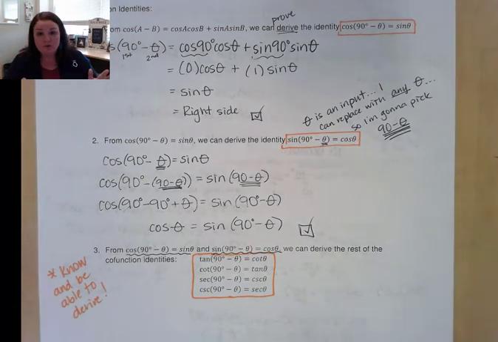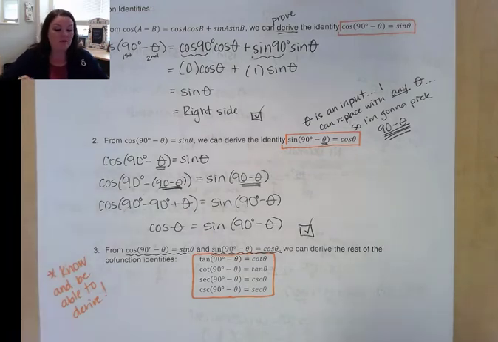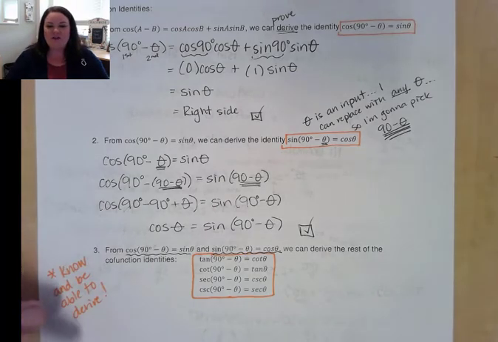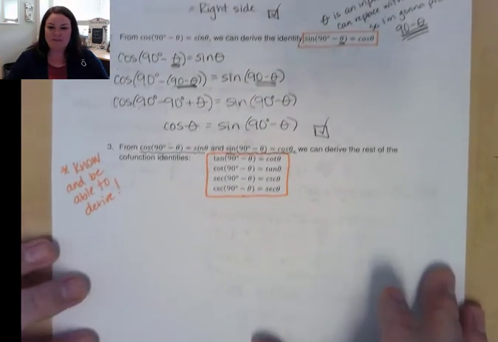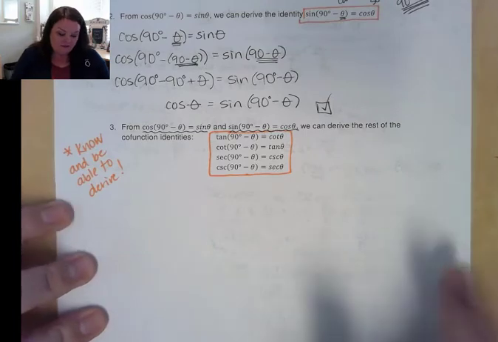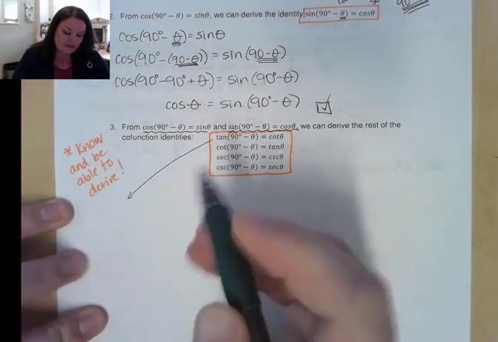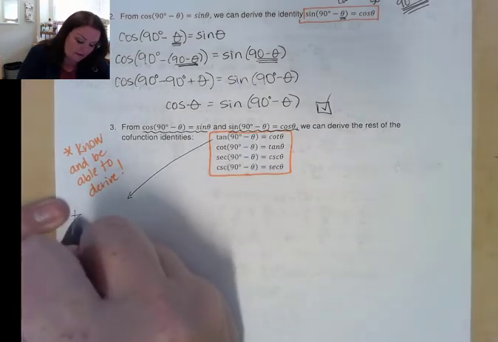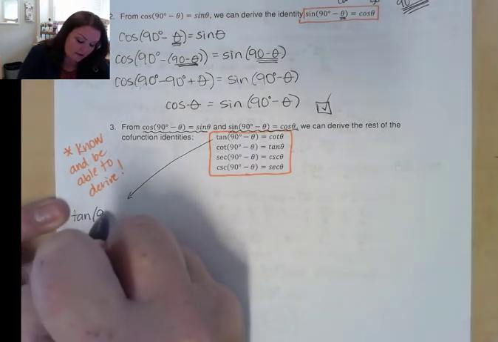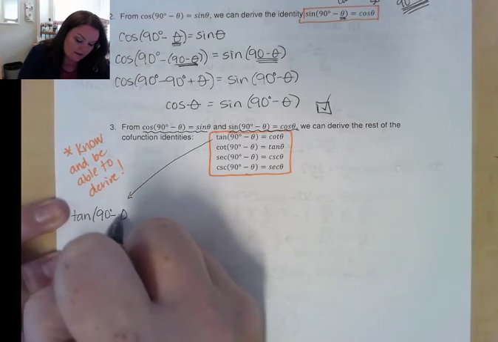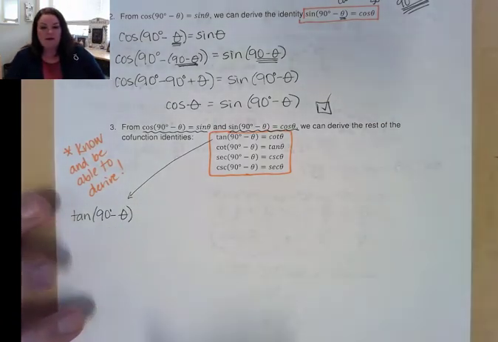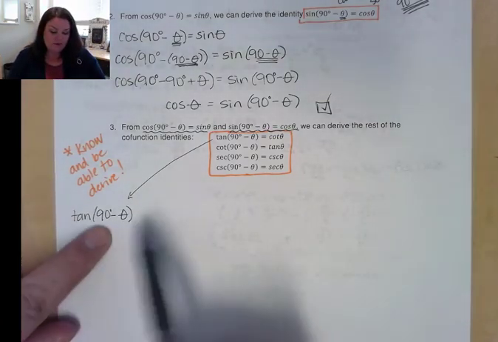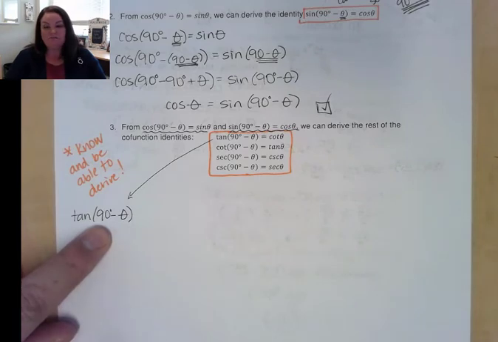So I'm going to go through those for you really quick. Actually, I may only go through two of them, and then I'll let you derive the other ones, just so that you get a little experience with it, okay? So let's look at the first one. Let's look at tangent of 90 degrees minus theta. Tangent of 90 degrees minus theta, okay? So we want to prove that this is equal to cotangent theta.